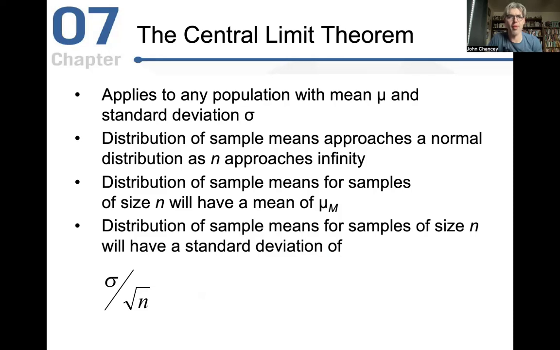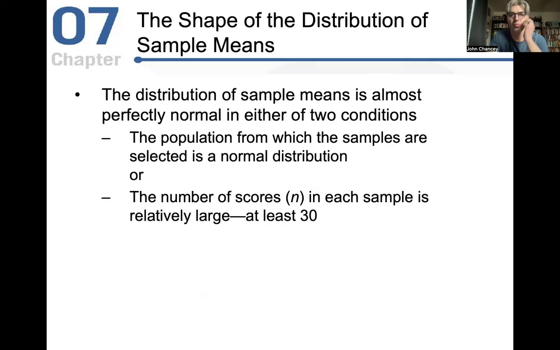More on the central limit theorem. It really applies to any population. If we know the mean and standard deviation, our distribution of sample means approaches a normal distribution as n approaches infinity. And then we'll look at that as the mean of M in this case, and our distribution of sample means for sample sizes of n will have a standard deviation of, in this case, standard deviation divided by the square root of n. So again, that standard error formula we talked about previously.